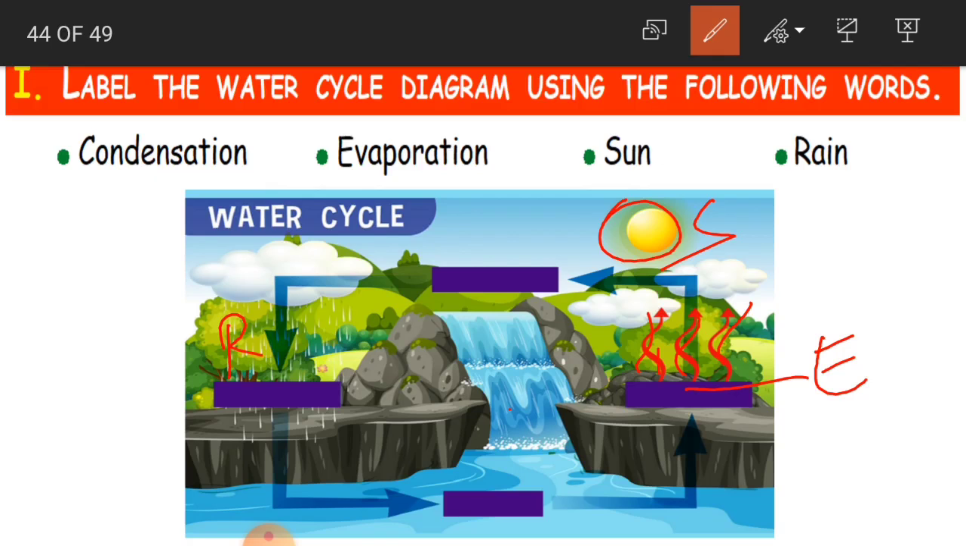And condensation. The air which has risen up is going to get cool. In the sense, this water vapor is going to get cooled and becomes water and join as small water drops. So this process is known as condensation. So here I have just written C. Okay, children, you can also draw the diagram in your notebook and label these parts. Clear, children?